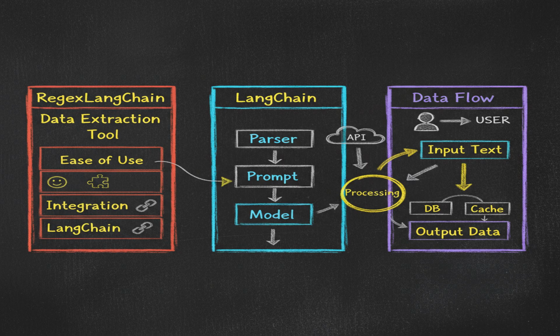Consider using datetime output parser when extracting date and time information from user queries. List output parser is useful when you need to extract a list of items from the LLM's response.